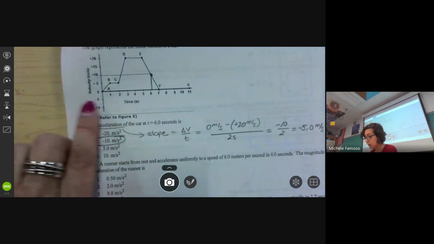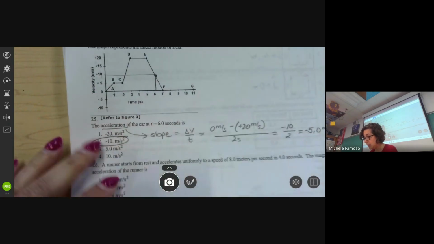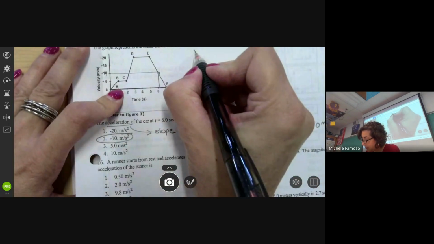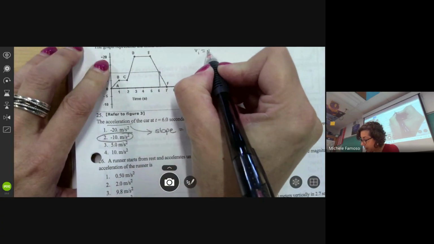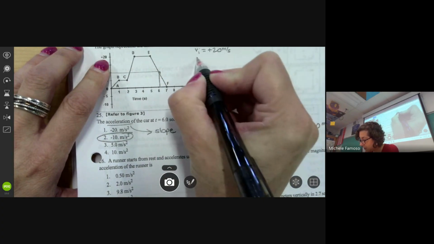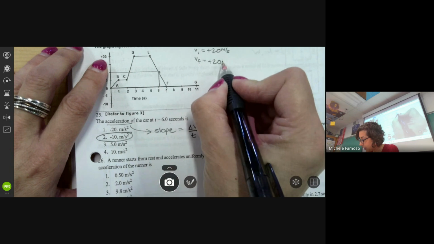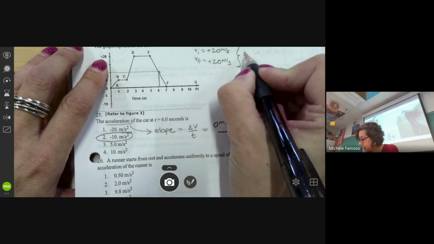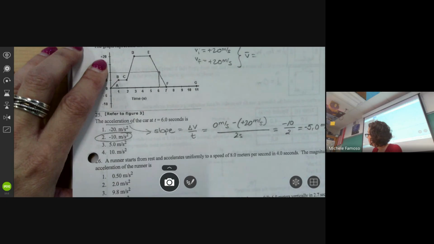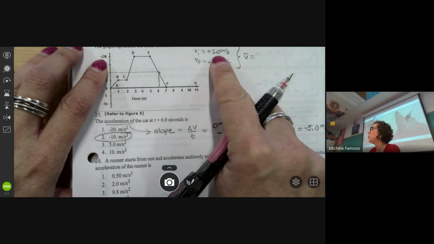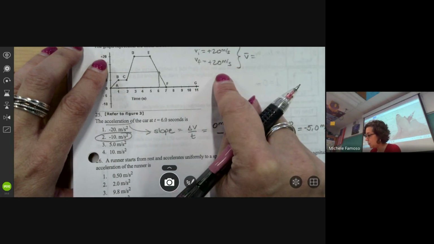All right, so let's look at the graph. This is a graph of velocity and time. So what I can see here at point D, the VI would be positive 20 meters per second. And the VF at point E is also positive 20 meters per second. What is the average of 20 and 20? No. If you got a 20 on one test and a 20 on the next test, what would your average be?